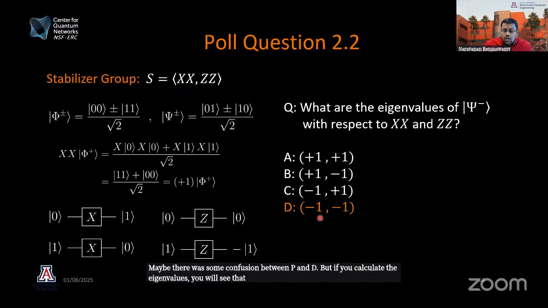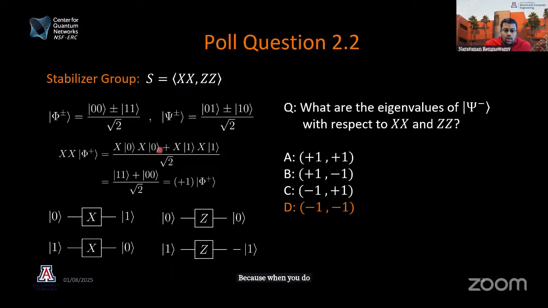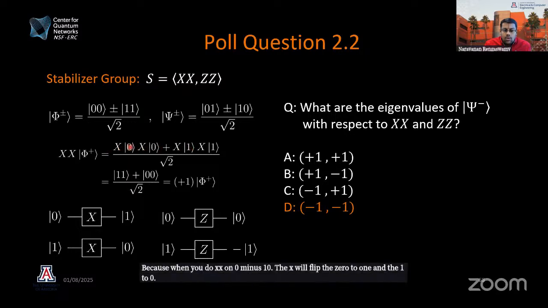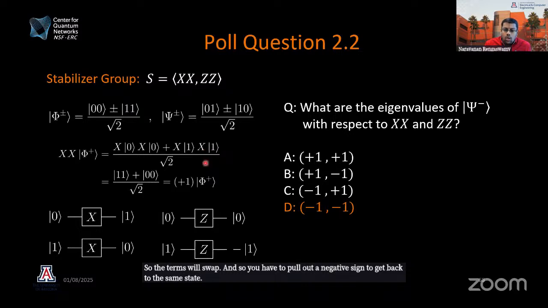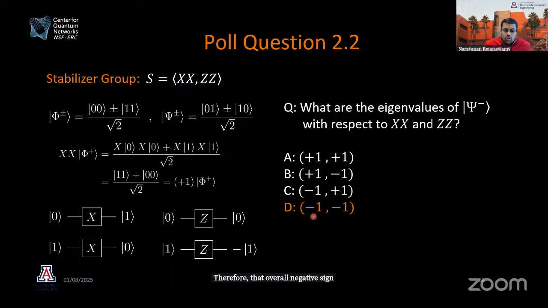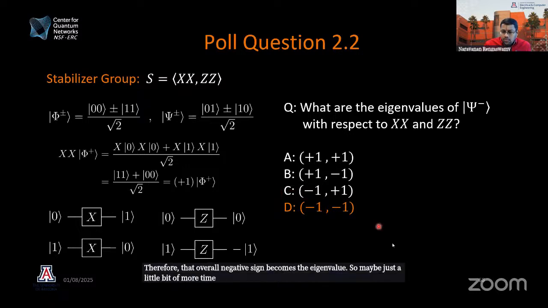the eigenvalues are -1, because when you do XX on 0, 1, -1, 0, the X will flip the 0 to 1 and the 1 to 0. So the terms will swap. And so you have to pull out a negative sign to get back to the same state. Therefore, that overall negative sign becomes the eigenvalue. So maybe just a little bit more time and you can figure this out.